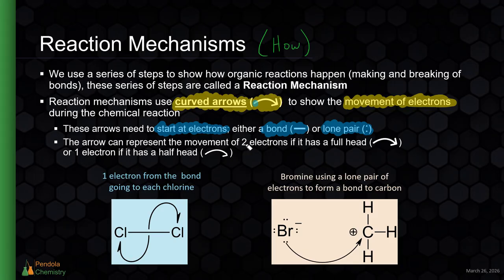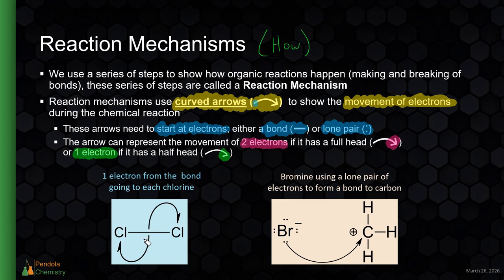Now, depending on how many electrons are moving, we're going to use one of 2 arrows. The arrows can represent the movement of 2 electrons if they had a full head, meaning that the arrow has both parts to the head of the arrow, or the curved arrow can show the movement of 1 electron if it has a half head, meaning that the other side of the arrowhead is not there. So we can see that in these 2 pictures here.